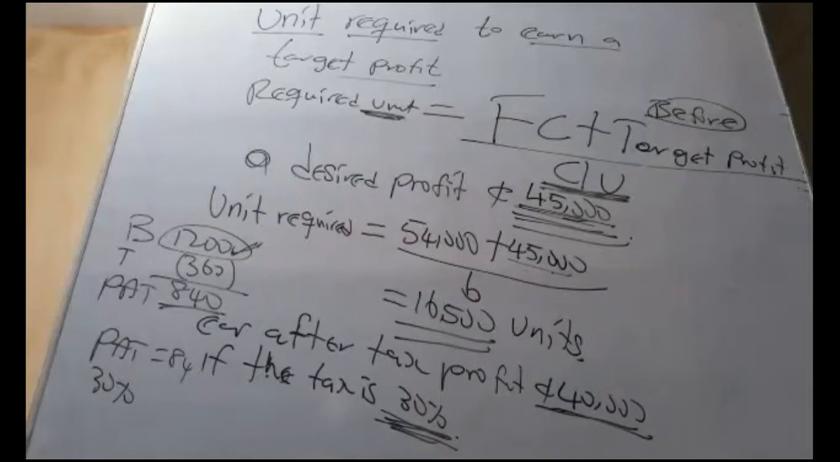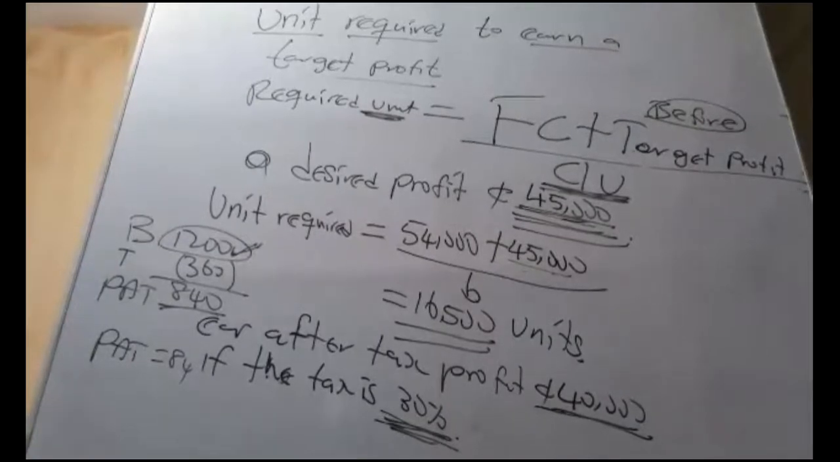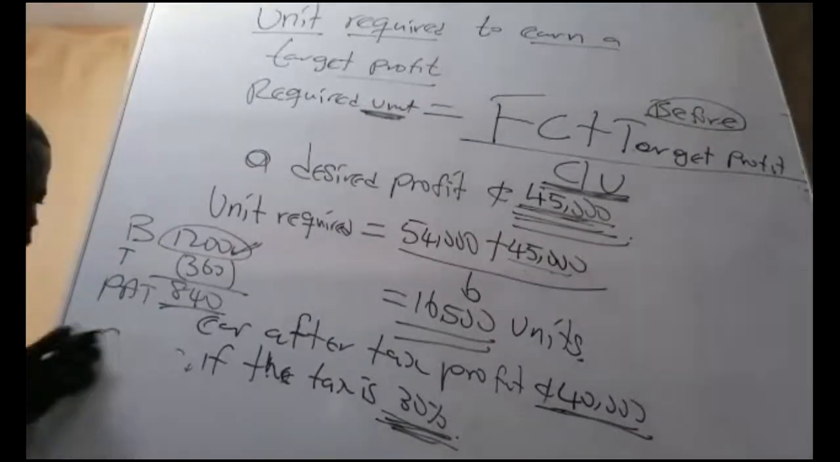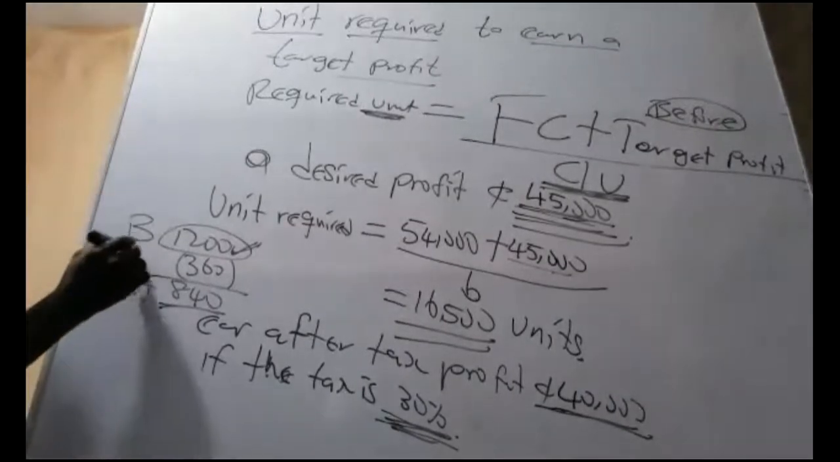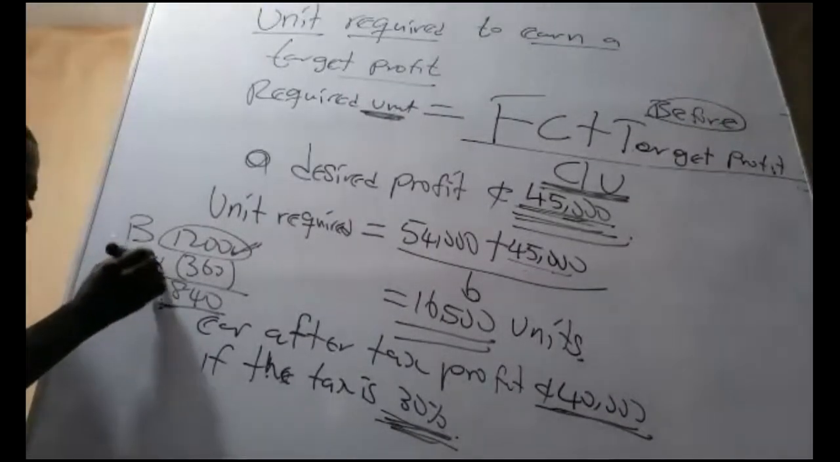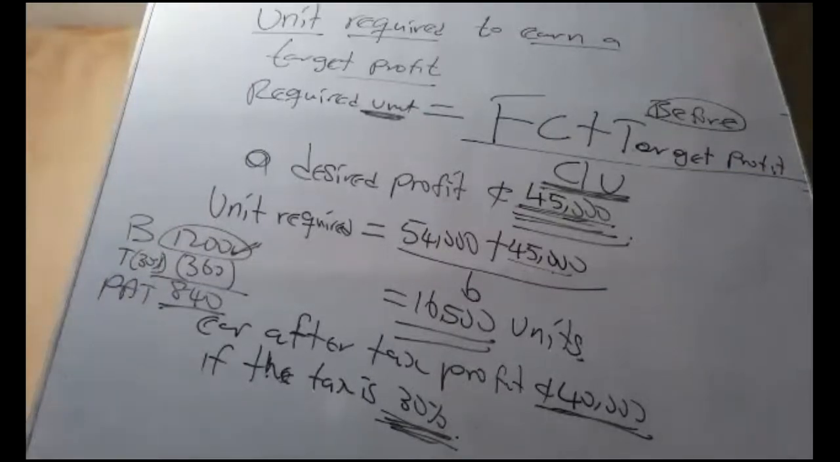Wait, how do we get that? So how do you get it? So now, I'll give you two options or two methods. This profit after tax is net of tax, right? The tax rate is at what percentage? 30%, right?